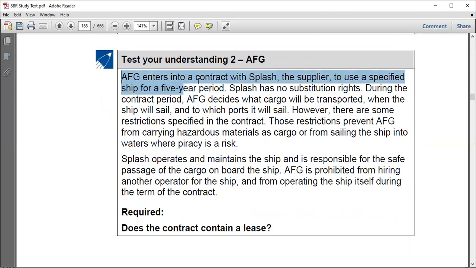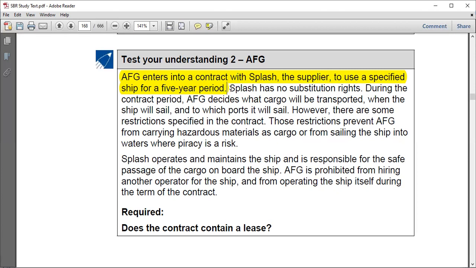AFG enters into a contract with Splash, the supplier, to use a specified ship for a 5-year period. Okay, no problem. It's a contract entered into. Now read the condition. Splash has no substitution rights. Now do you get this? AFG enters into a contract with Splash, the supplier. Splash is the supplier. So AFG is the one that is obtaining the right to use what? To use that ship. And then Splash has no substitution rights.